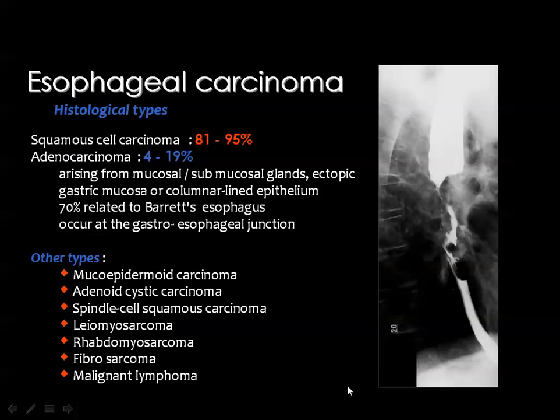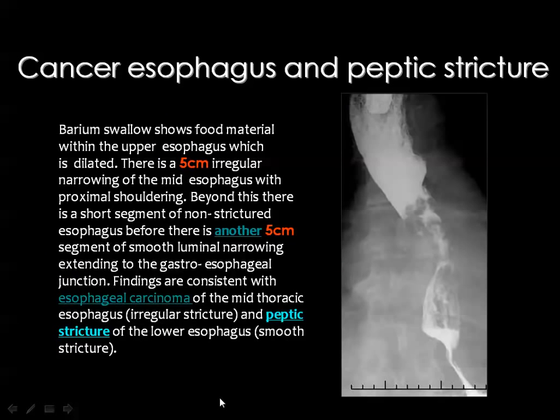Then actually you have the most common histologic type, which is the squamous cell carcinoma, representing up to 95% of all types of esophageal cancer. Then you got the adenocarcinoma, which is less common, and other much less common malignancies like mucoepidermoid, adenoid cystic carcinoma, spindle cell sarcoma or carcinoma, leiomyosarcoma, rhabdomyosarcoma, and other malignancies. Also, you remember lymphoma, which is one of the tumors of the gut. It affects the esophagus and other parts of the gut.